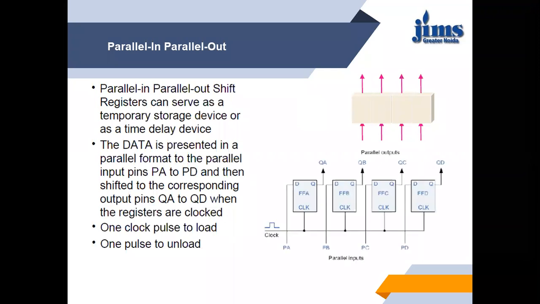So here are the connections. We have PA, PB, PC, PD, 4 inputs, and QA, QB, QC, and QD, 4 outputs. Whenever an active clock is required, it is given to all the flip-flops simultaneously, synchronously. So data is loaded with a single clock pulse, data is available at the output, and whenever required, we can fetch the data with a single clock cycle.